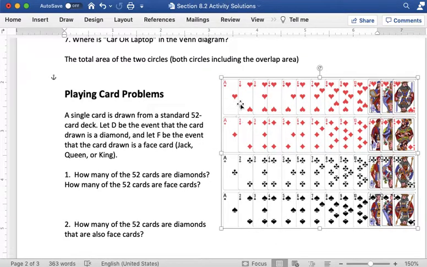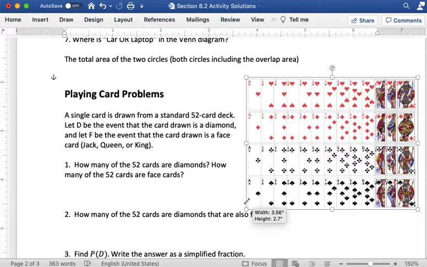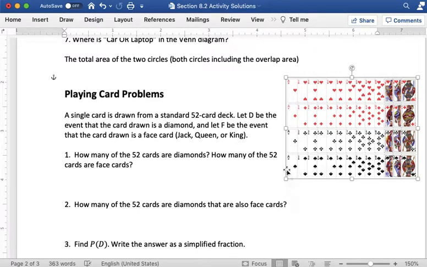But the standard deck has 4 suits: hearts, diamonds, clubs, and spades. And each suit has the cards 1 through 10. The 1 is usually called the ace, but the numbers 1 through 10 of those cards of each suit. And then we have a jack, a queen, and a king. The jack, queen, and king are considered face cards because they have people's faces on them.